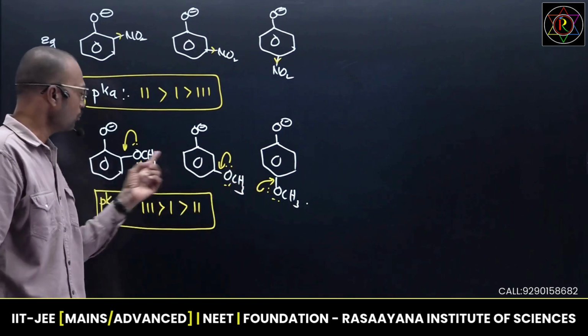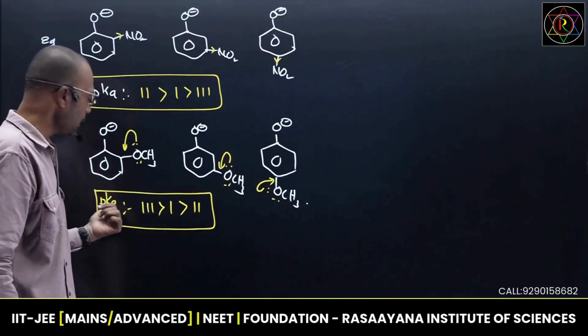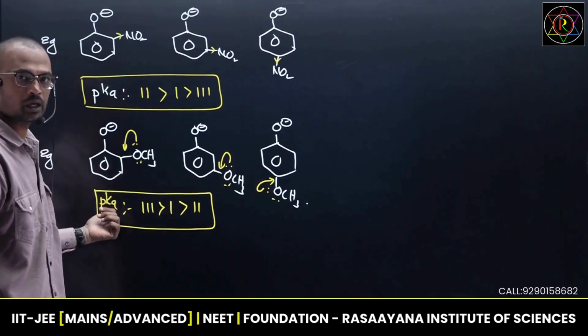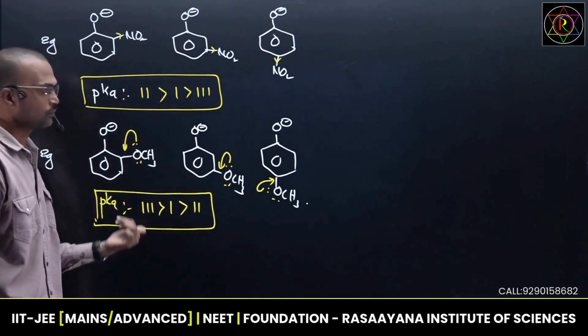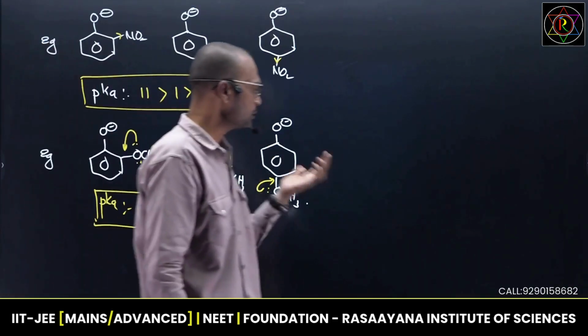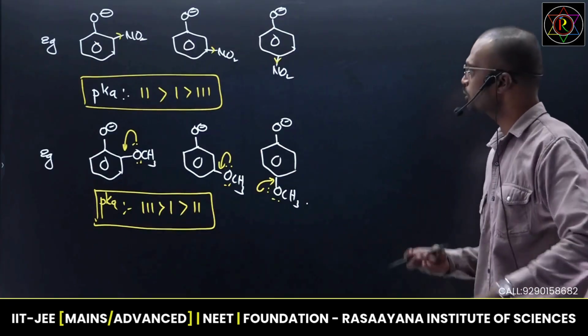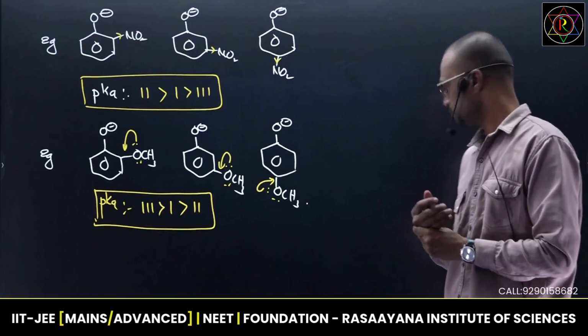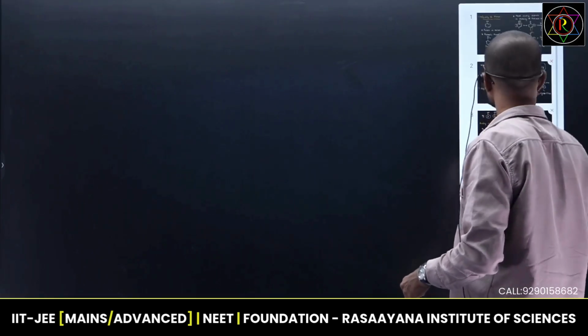Strong donor, moderate donor, weak donor. So as donating ability increases, pKa values are very high. So pKa value is directly proportional to basicity, inversely proportional to acidity. Okay, so two possible questions you can expect, either from Ka or pKa. So that is about the concept of phenol acidity. So take a short revision.